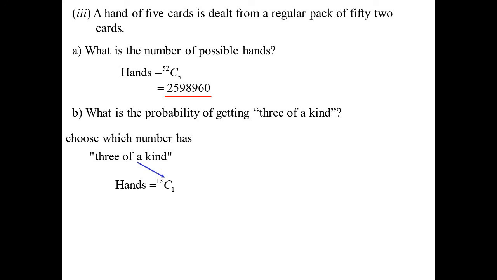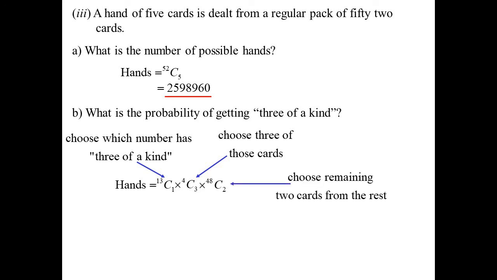We're going to choose one of them to be 3 of a kind. So that's 13C1, but now there's 4 of them in the pack. I want to choose 3 of them, so 4C3. But I still need to get another 2 cards. So of the 48 cards that are left, now hang on a sec, 48? I've only dealt 3 cards.